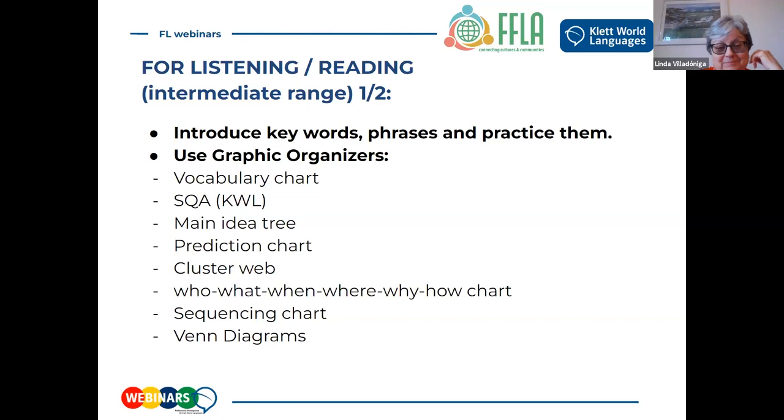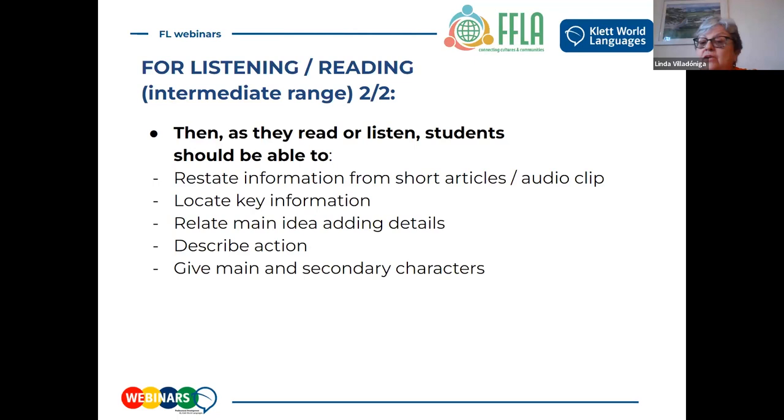For the intermediate range, again, as they read or listen, students should be able to restate information from short articles or an audio clip in their own words. We don't want plagiarism. It has to be in their own words. Why? Because then you can tell if they've actually understood what they've heard or read. They should be able to locate key information. If you ask them, what is the name of the main character? They should be able to find that.